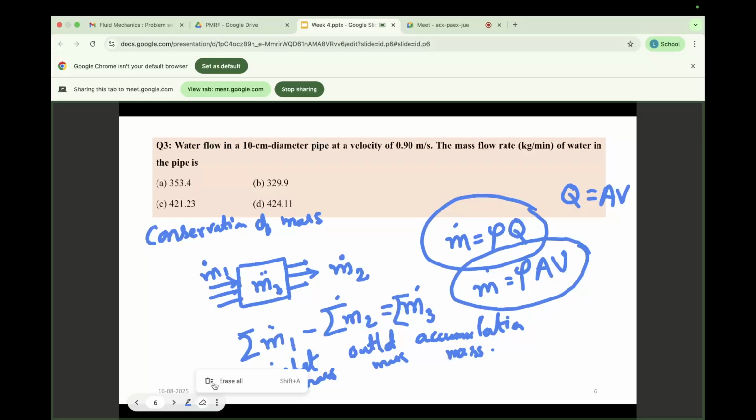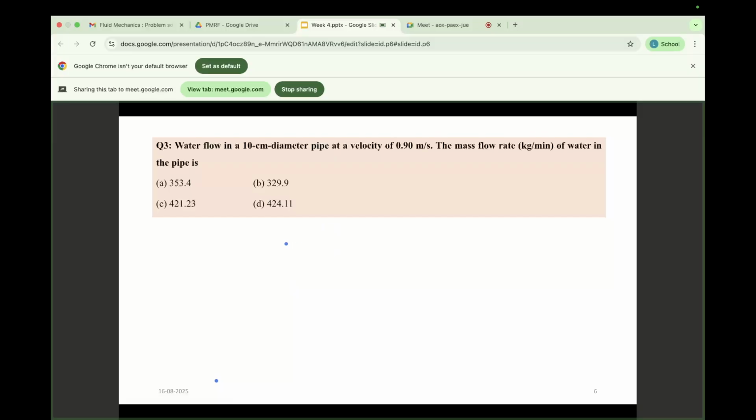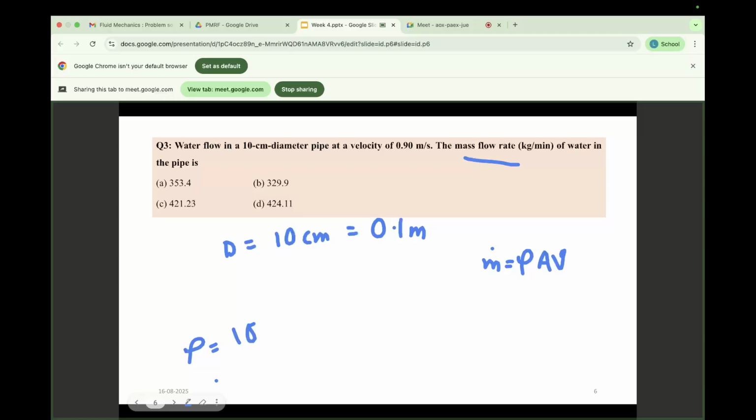If any doubt, just turn on your mic and you can ask. So in this question, what is given? The diameter is given, say diameter D, which is 10 centimeter. I convert it into meter, that means 0.1 meter, right? What I need to find is the mass flow rate, that means m dot equals rho A V. I need to find the area, because I know the density of water rho is 1000.